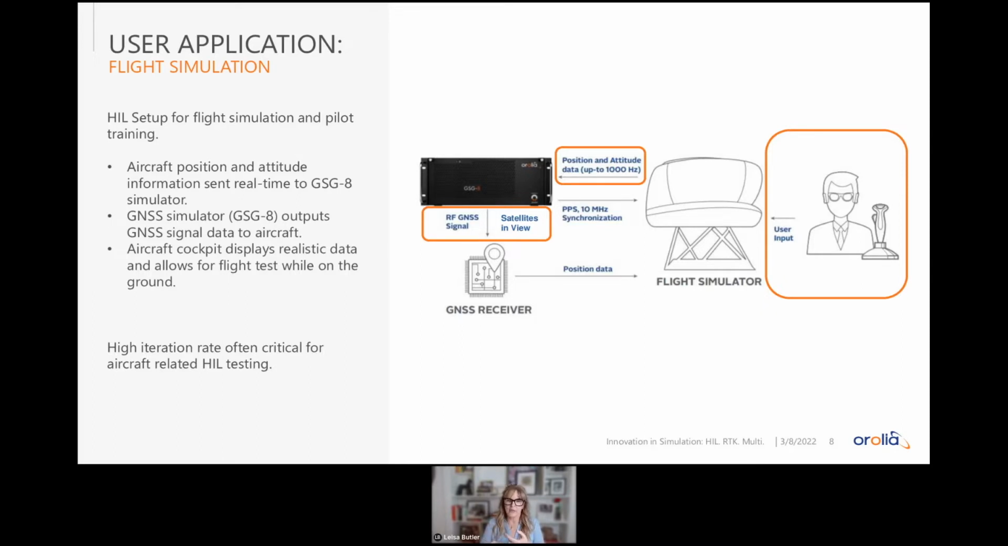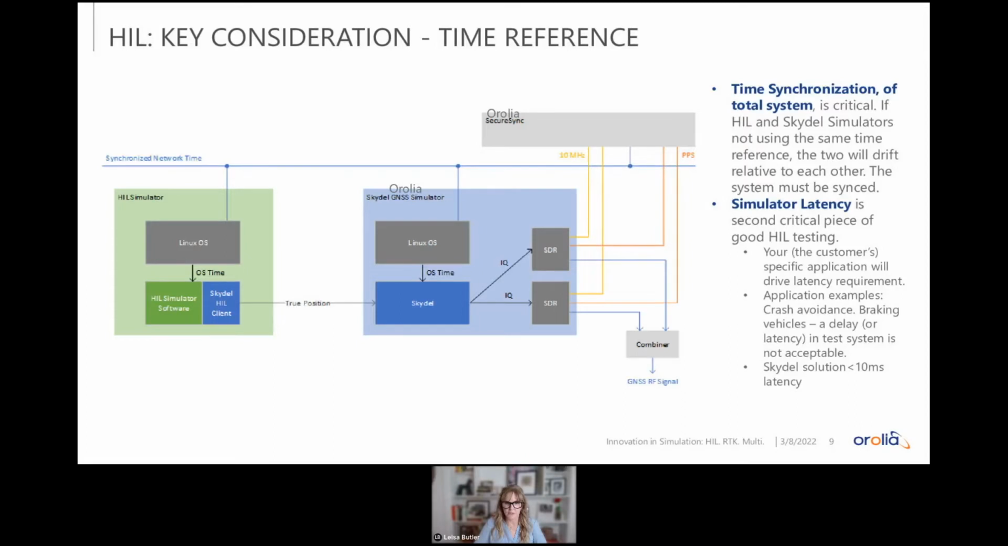And so because of that, the iteration rate, those types of requirements will change based on the use case. So in a flight simulator, having the 1,000 hertz iteration rate is much more important because you can potentially receive much quicker position updates in the simulator. So in that sense, the iteration rate will be really critical.